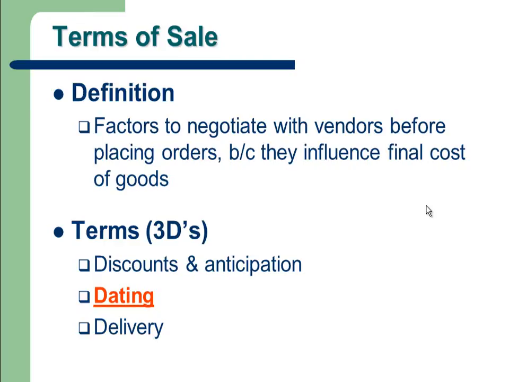This is the same slide we already saw in the last module. In the last module, I said there are three different types of terms, which we call 3Ds. And in the last module, we took a look at the first D, which is discounts, right? In this module, we're going to focus on the dating terms.